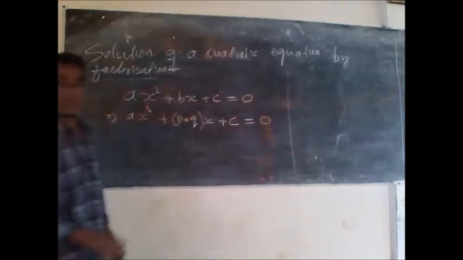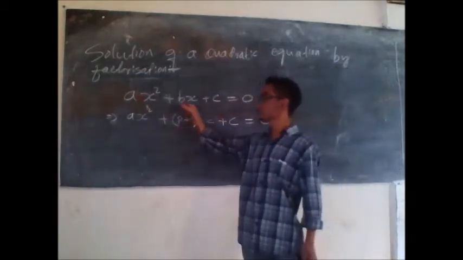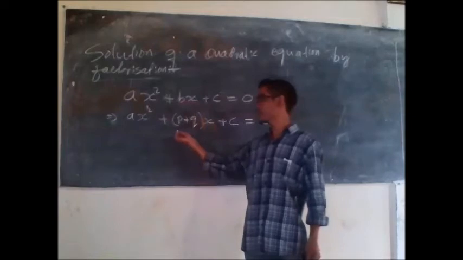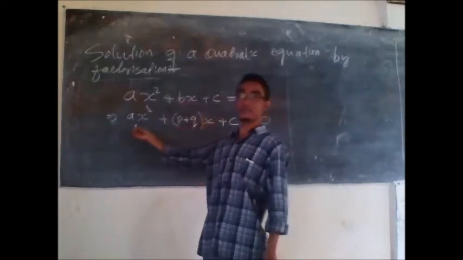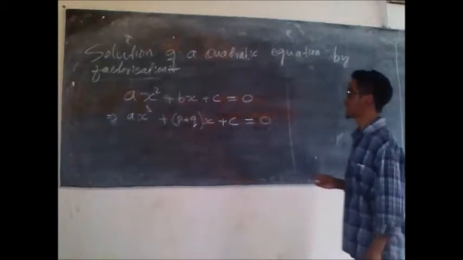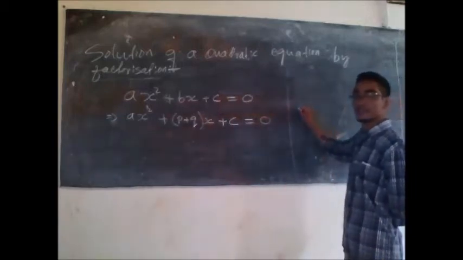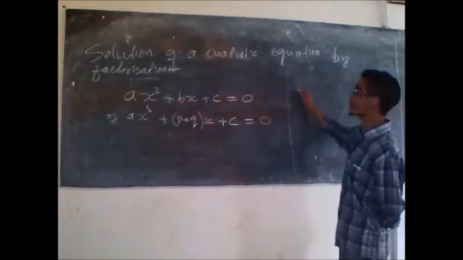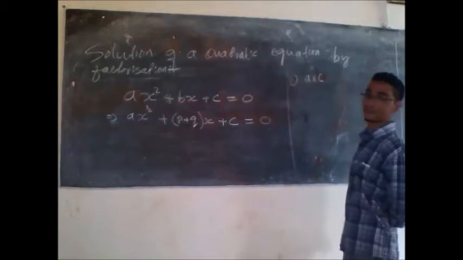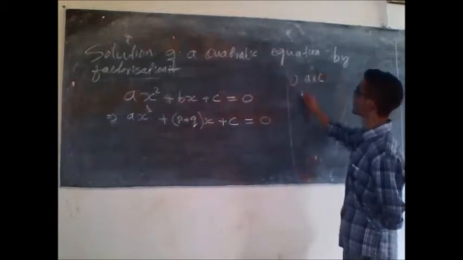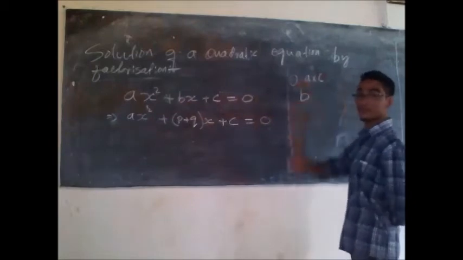So p plus q should equal b, and p multiplied by q should equal a multiplied by c. That means before you do any calculation, first of all you should multiply a by c, and then look at the value of b.